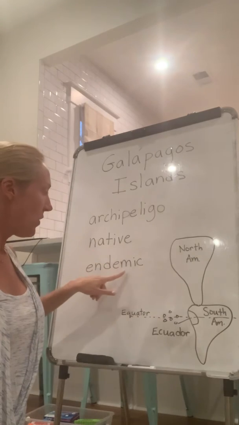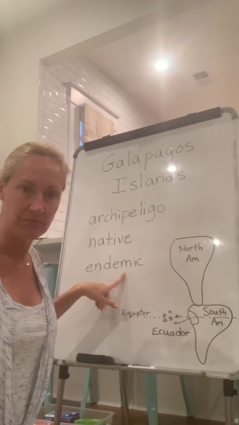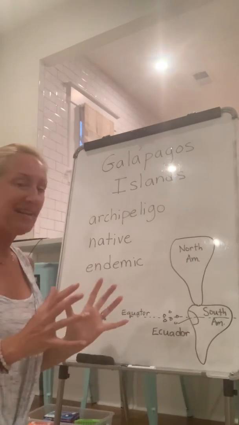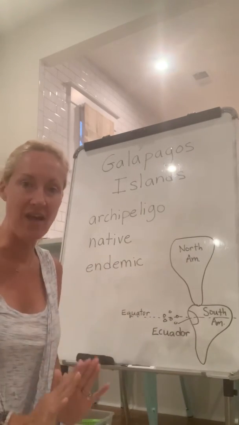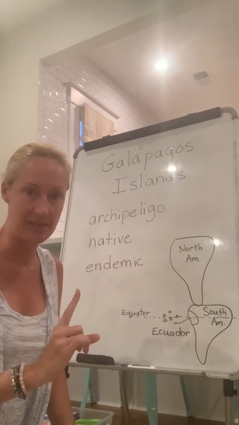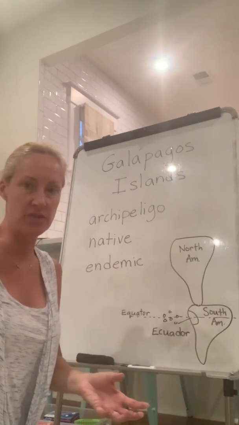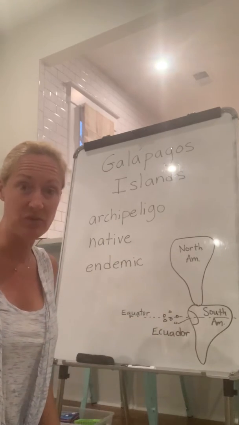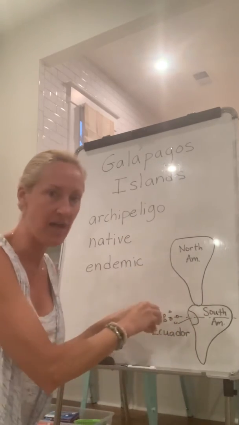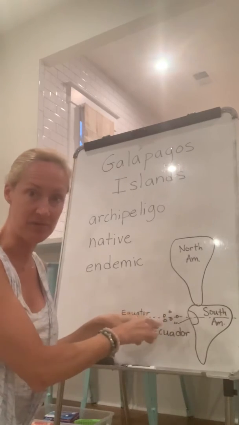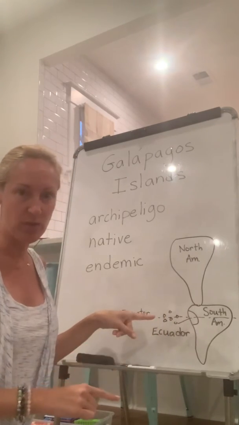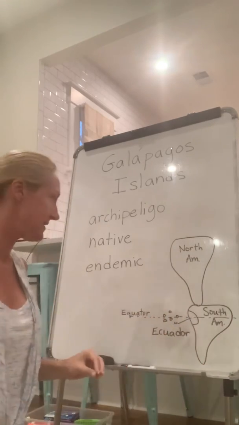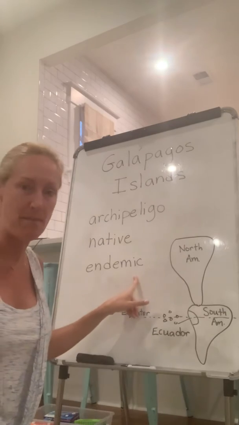Well, there's also a word called endemic. Endemic means that that animal or plant can only be found in that one spot. It hasn't moved to another spot. So it's not native to the Galapagos. There are plants and animals that you can only find if you go to the Galapagos Islands, which is pretty amazing in our great big wide world that you can only find certain things in that place. Okay, so that word is endemic.